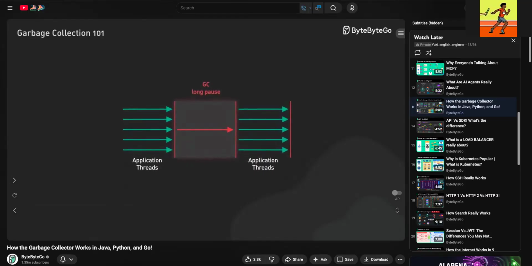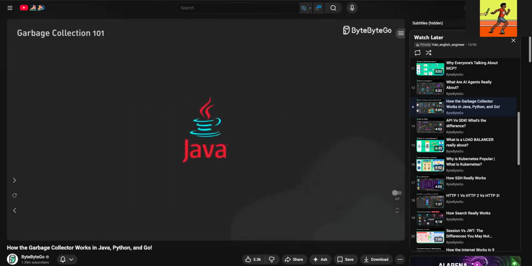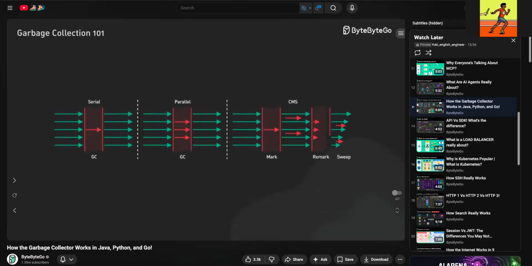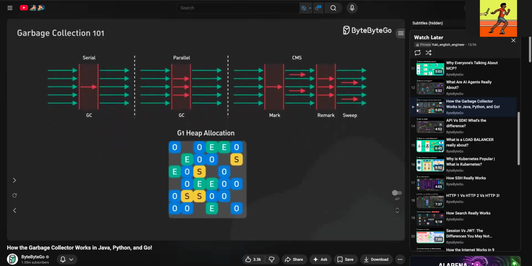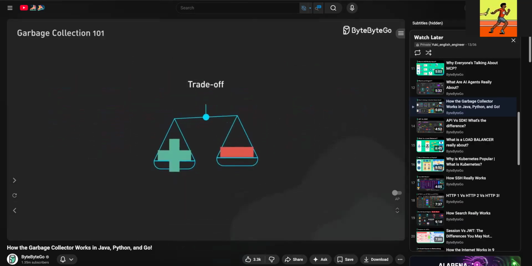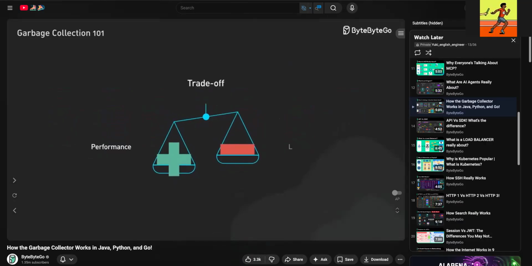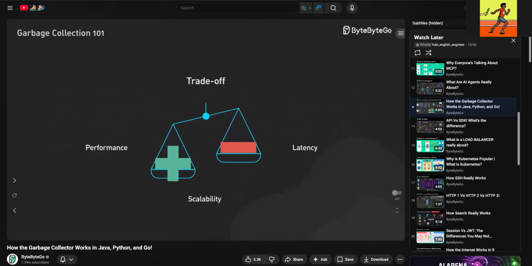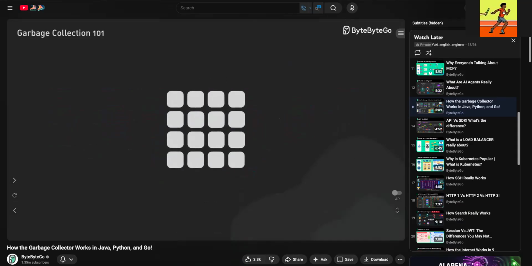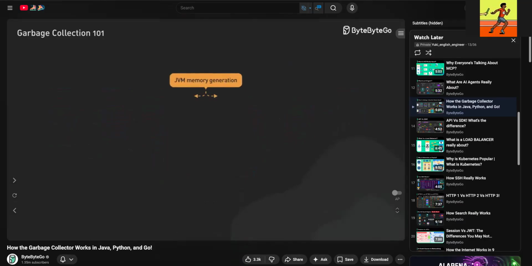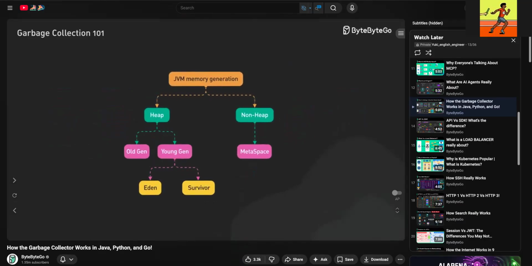Languages take different approaches to garbage collection. Java, for instance, offers several GC algorithms: serial, parallel, CMS, and G1. The evolution of these algorithms reflects the need to balance performance, latency, and scalability across different application types. They're designed to handle everything from small-scale apps to massive enterprise systems, often using a generational model to optimize performance.